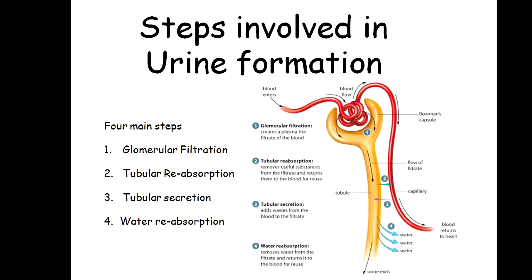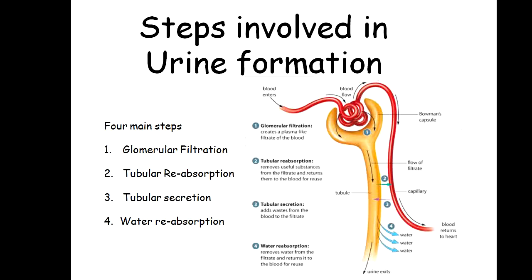Actually, the formation of urine takes place inside the functional unit of the kidney, that is the nephron. You know that the nephron is the functional unit of the kidney in which urine formation takes place. The basic steps which are responsible for the formation of urine are four.